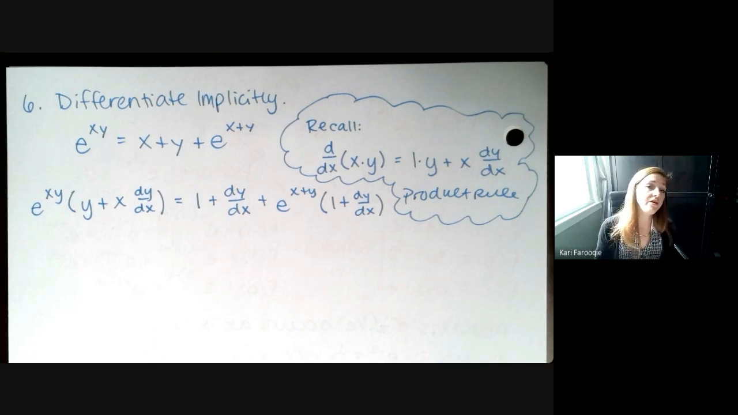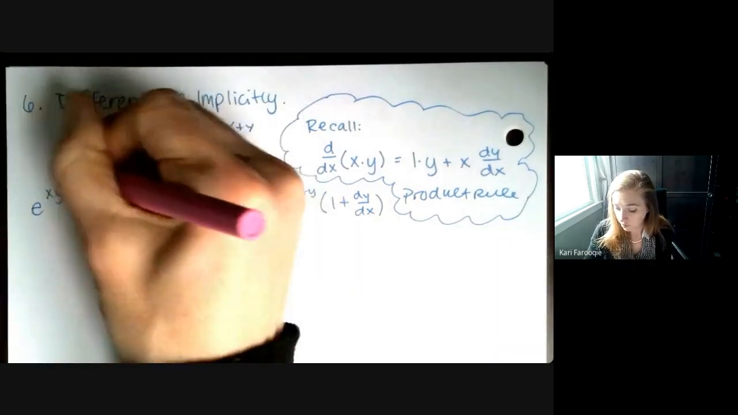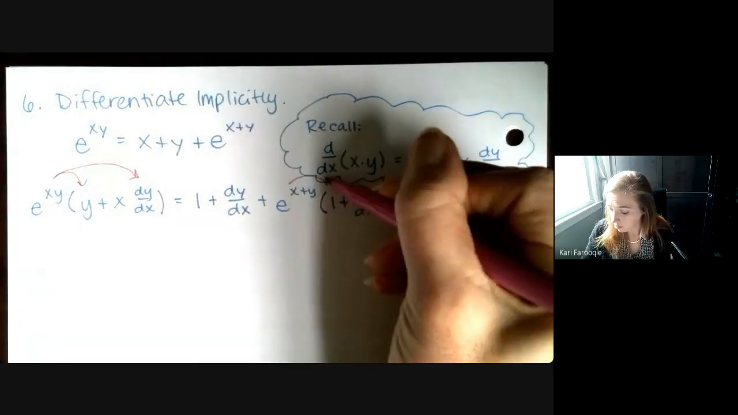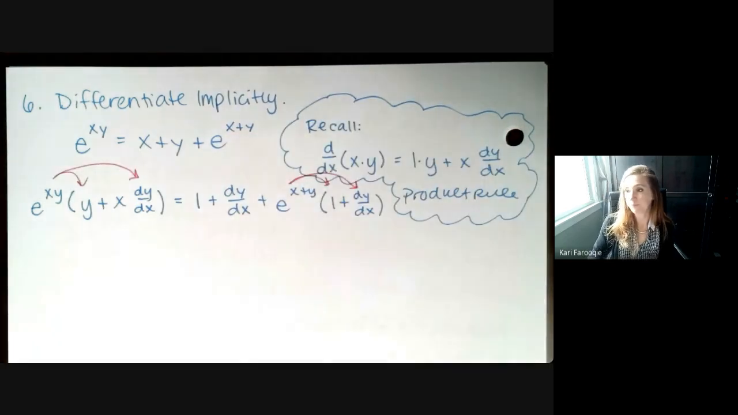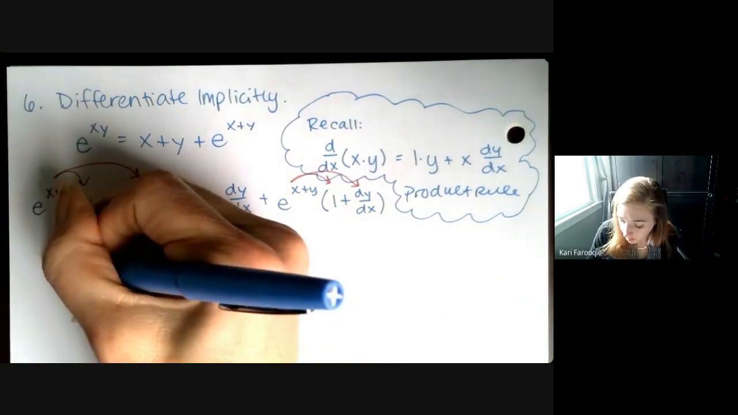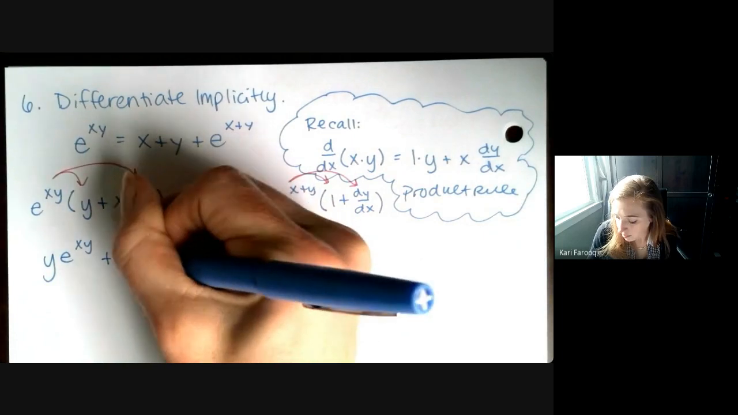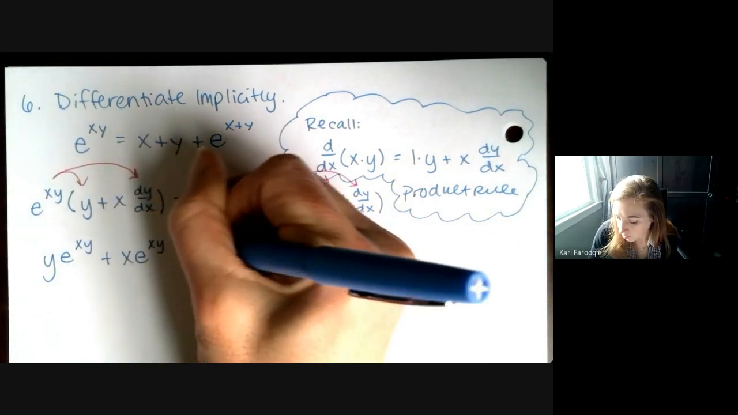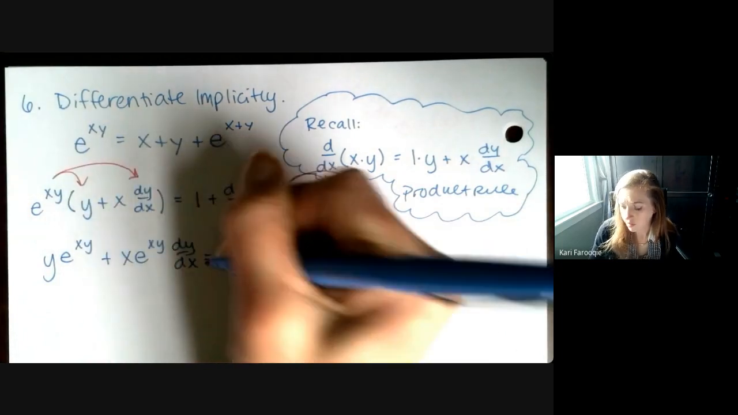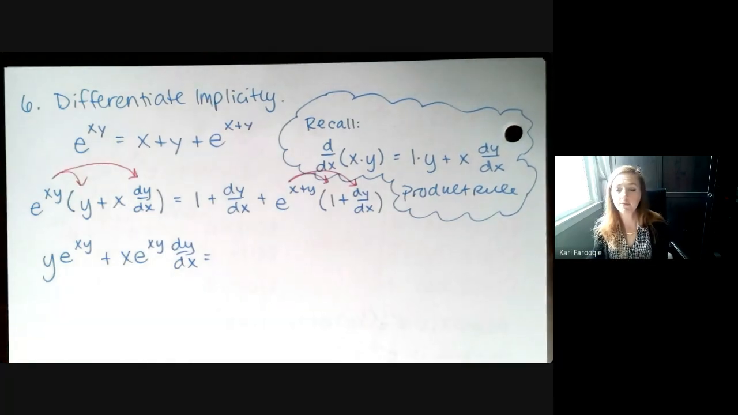So I need to get all the dy/dx's on one side and all the non-dy/dx's on the other. To do that, we're going to have to just distribute into the parentheses so that I can get these terms split up. So I'm going to distribute here, and I'm going to distribute here. So let's write what's next. So we have y e to the xy, plus x e to the xy dy/dx, and all of that's happening on the left-hand side.